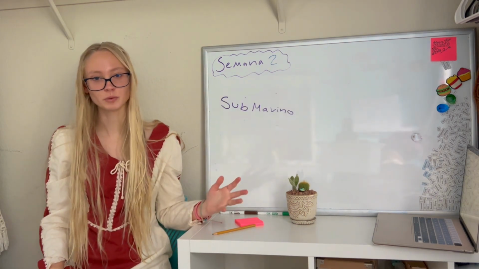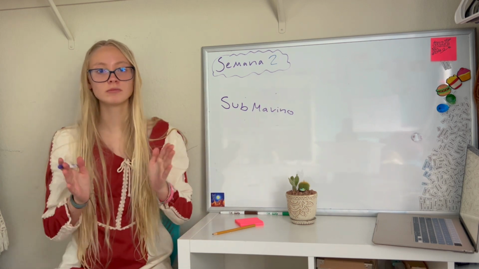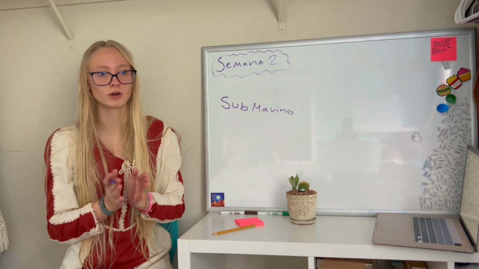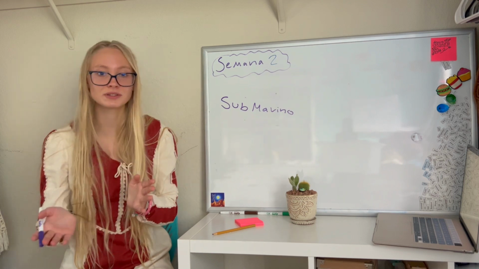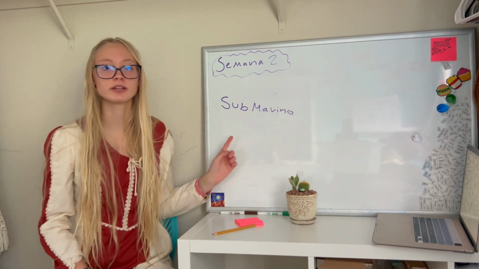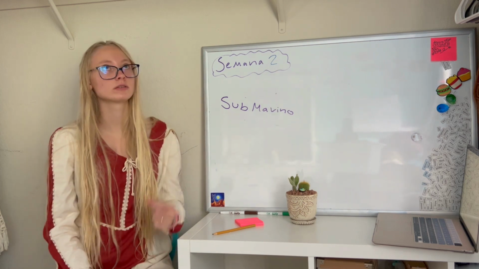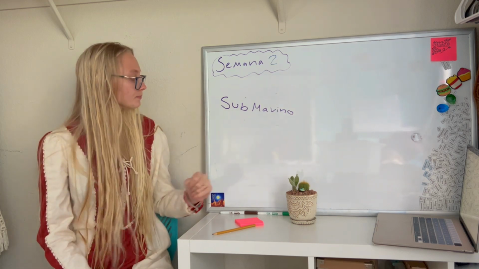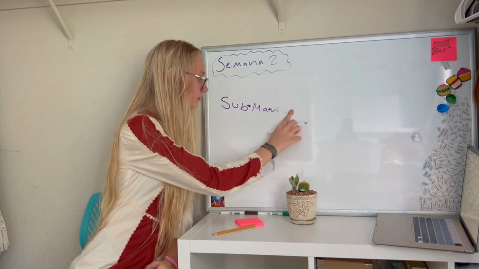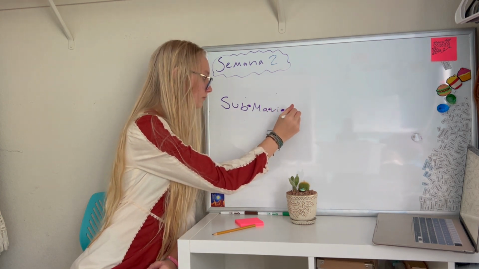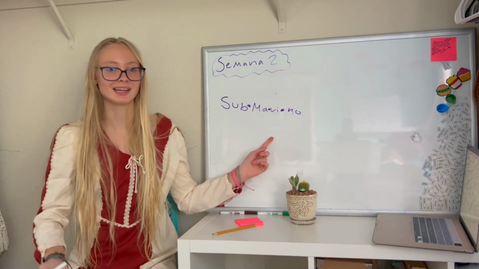We have this word, submarino, submarine. In English, it's submarine. Submarine. Marine. Yeah, that's what it seems like. In Spanish, it's submarino. That is 4 syllables, okay? And it goes on. Submarino. And this is important to know how to break it up in order to learn how to say these words.